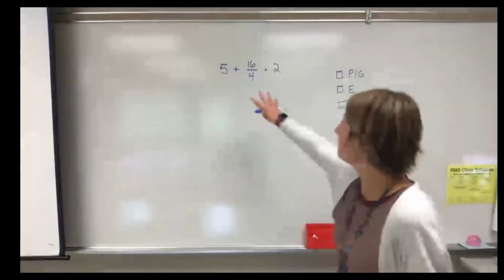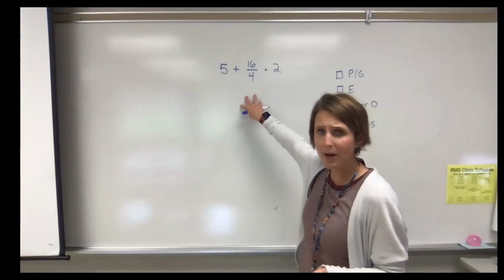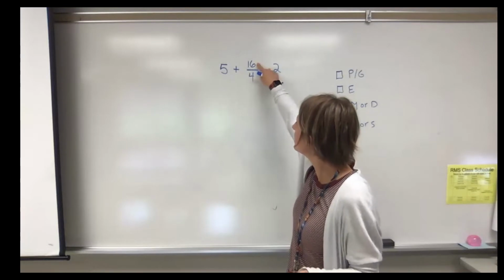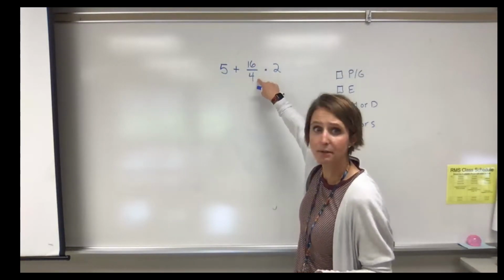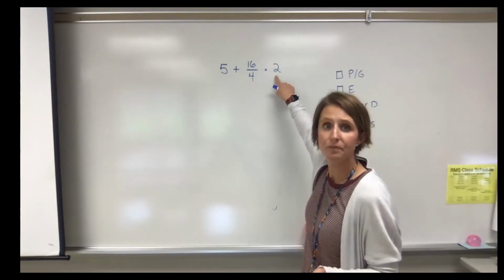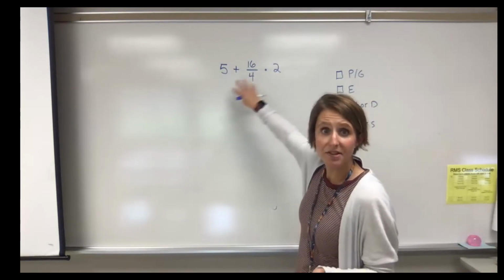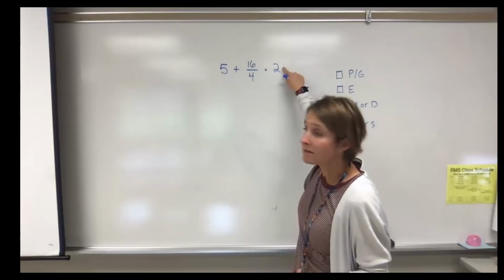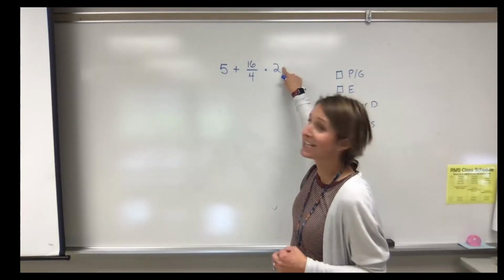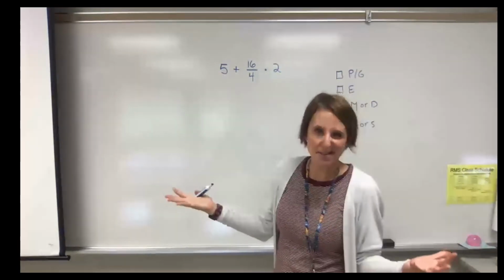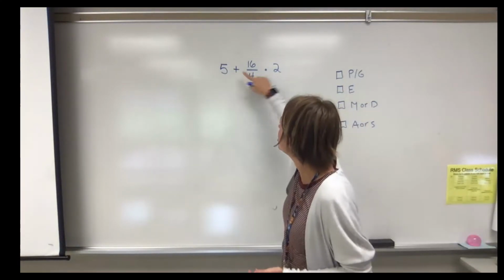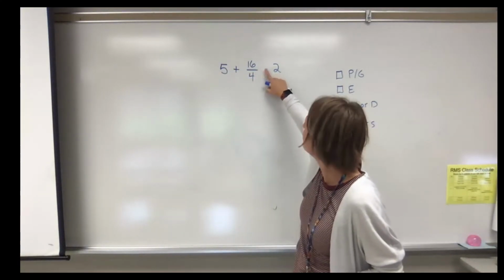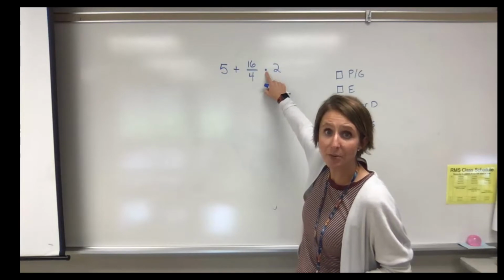Here we go. This is the first expression. Go ahead and write it down. 5 plus 16 divided by 4, or 16 fourths, times 2. We don't have an equal sign. This is an expression. It has numbers. It has operators, which are a type of symbol, you could say. So we have addition, we have division, the fraction bar, and multiplication being represented with the dot.